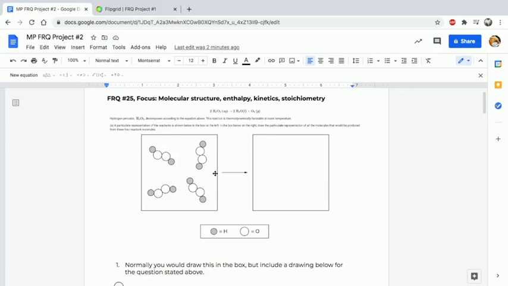FRQ 25, molecular structure, enthalpy, kinetics, and stoichiometry.